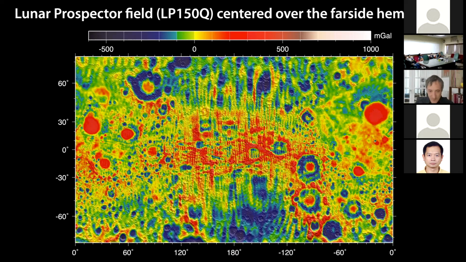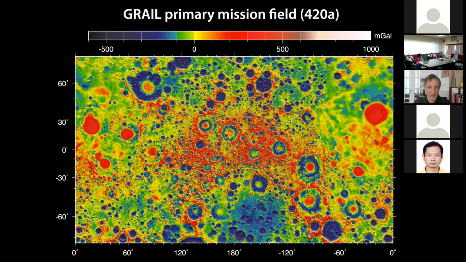But after only 1 month of mapping from orbit with the GRAIL mission, we were able to fill in this hole of data on the far side and improve the resolution of the gravity field everywhere by orders of magnitude. And I'd just like to emphasize that this map here is only after 1 month of data from the primary mission. We still had 2 more months of the primary mission left, and also an extended mission later on.